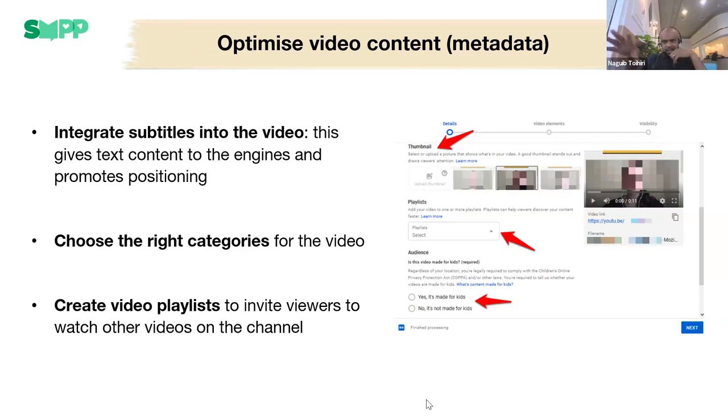And on the right side, you can see some examples of thumbnails. You can select the thumbnail, which is the preview picture of your video. You can choose the playlist, which is what we just talked about, and choose whether this is a video for kids or not for kids.